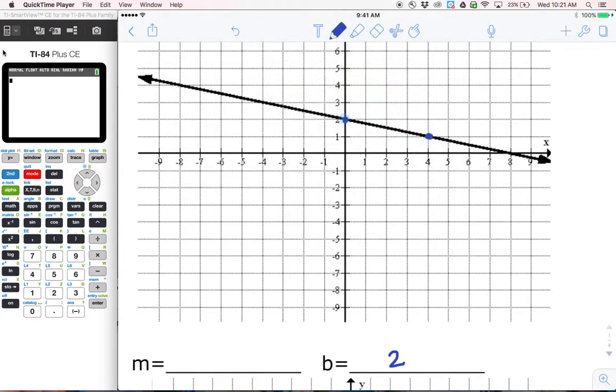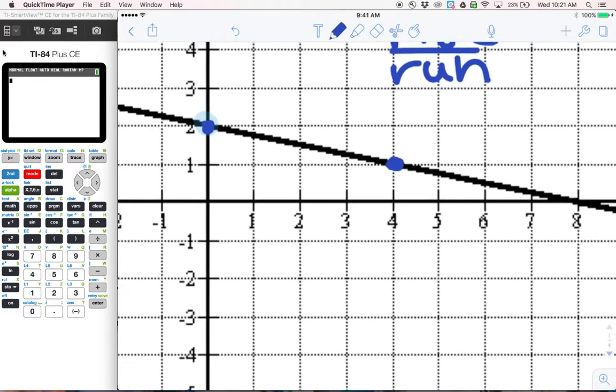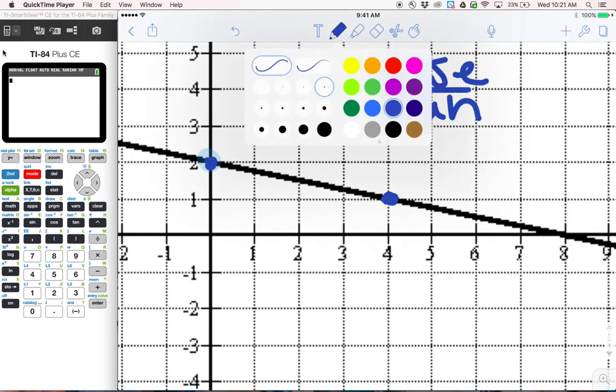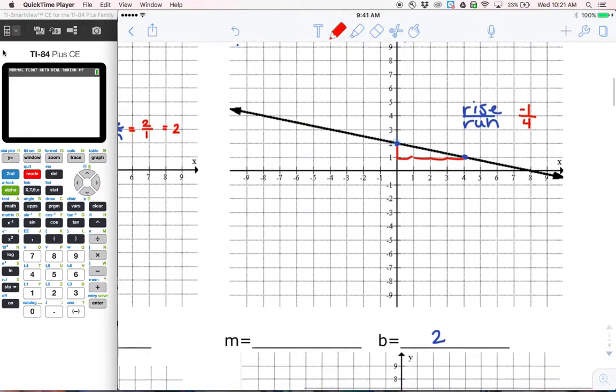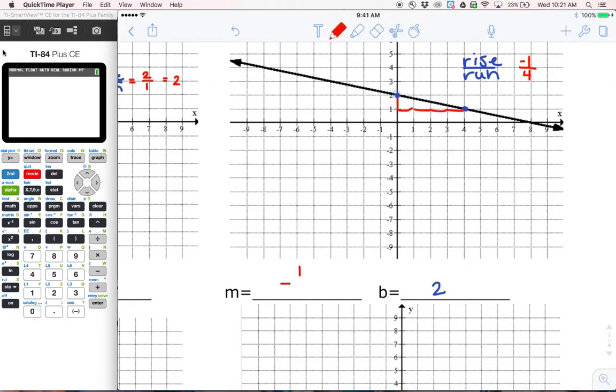And now I'm going to talk about, again, my rise and my run. Remember, we're comparing 2 points. From the first point to the second point, my rise, I actually had to go down 1. So I'm going to do a negative 1. Down 1. My run, 1, 2, 3, 4, I went over to the right 4. So negative 1 over 4. And you definitely want to leave these as fractions. So negative 1 over 4. Double check, is this a negative slope? Yeah, it's decreasing from left to right. That's a negative slope.